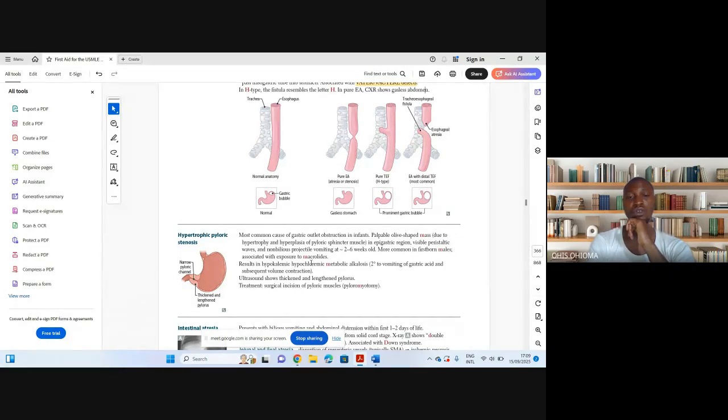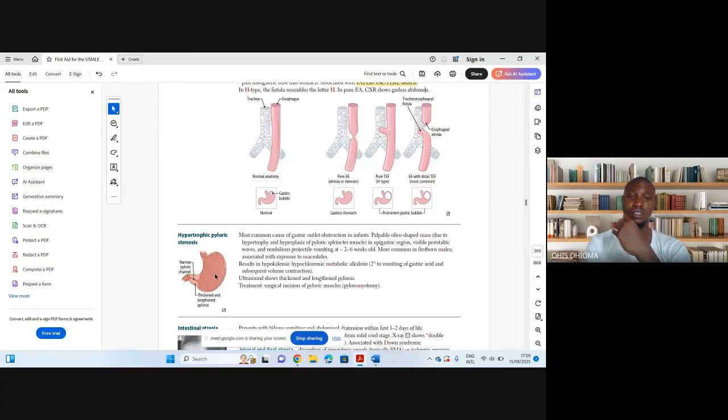The risk factor is that the patient is exposed to macrolide, and it has a very weird gender prevalence. It's more common in male children at a ratio of 4:1. So for every one female child that has hypertrophic pyloric stenosis, you have 4 male children that are affected.